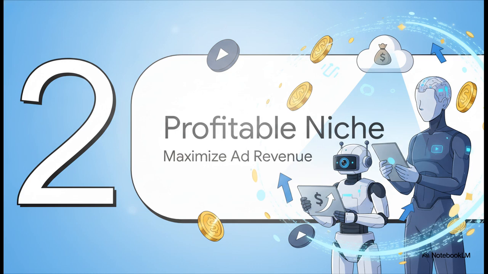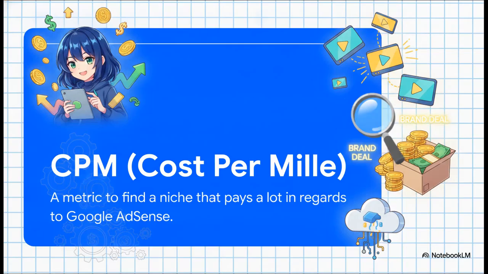Moving right along to Section 2, Finding a Profitable Niche. Okay, understanding CPM, or cost per mil, is absolutely crucial right out of the gate. This metric dictates exactly how much advertisers are willing to pay for 1,000 views on your videos. So, by deliberately targeting a high-paying niche, you're ensuring your views translate into maximum revenue. And that's not just from Google AdSense, but from future brand deals and digital products down the line. We want all of your effort to actually pay off, right?